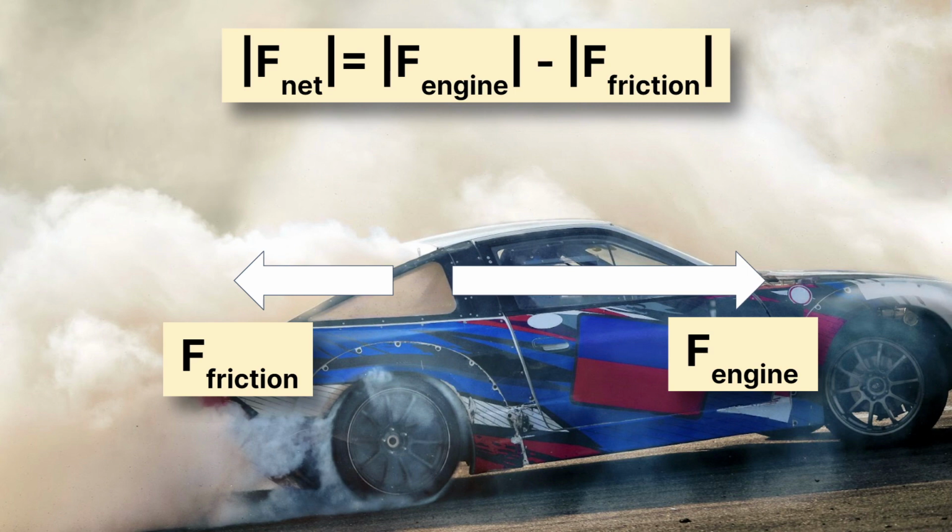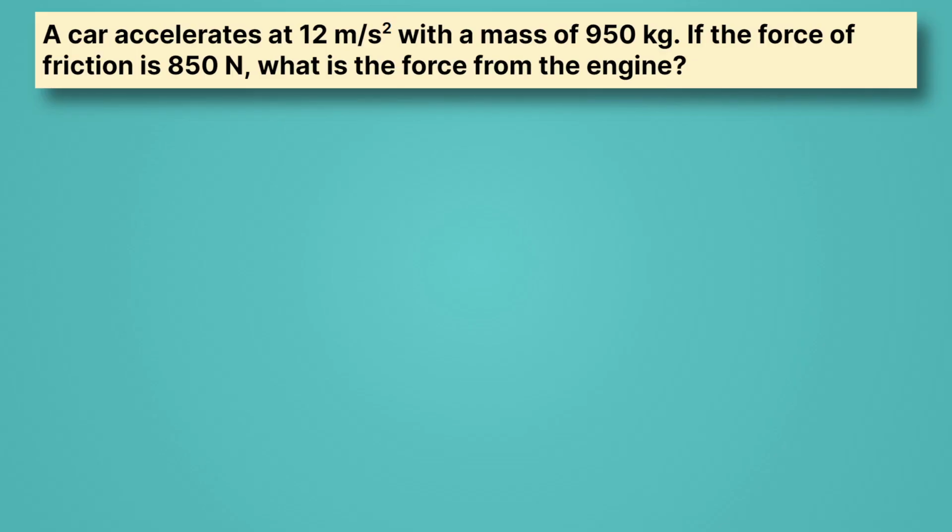Now, one other important thing to see here is that in every single spot we see force, we can plug in mass times acceleration. So we could plug mass times acceleration into the net force, into the force of engine, or the force of friction. And that's what we're often going to do when we solve problems. This problem tells us that a car accelerates at 12 meters per second squared and that it has a mass of 950 kilograms. We're told that the force of friction is 850 newtons. What is the force from the engine?